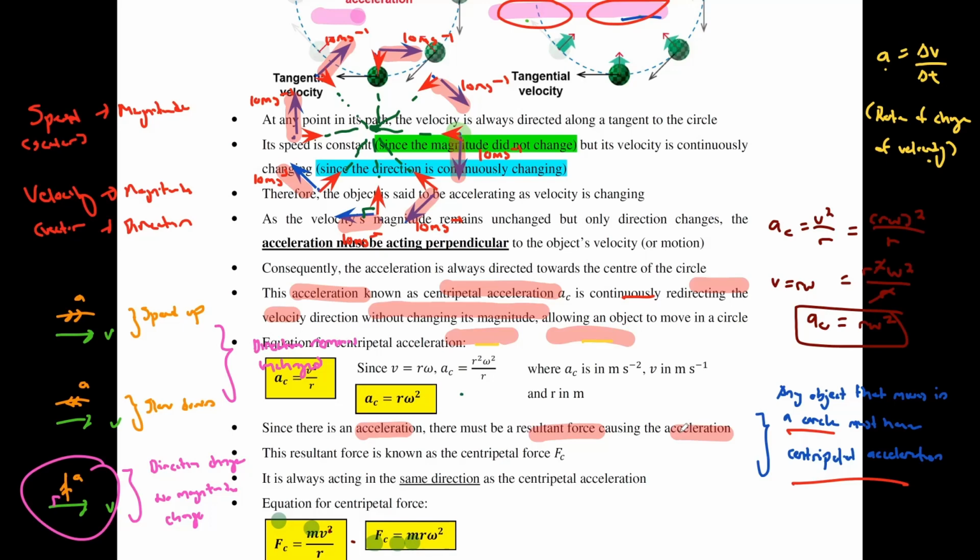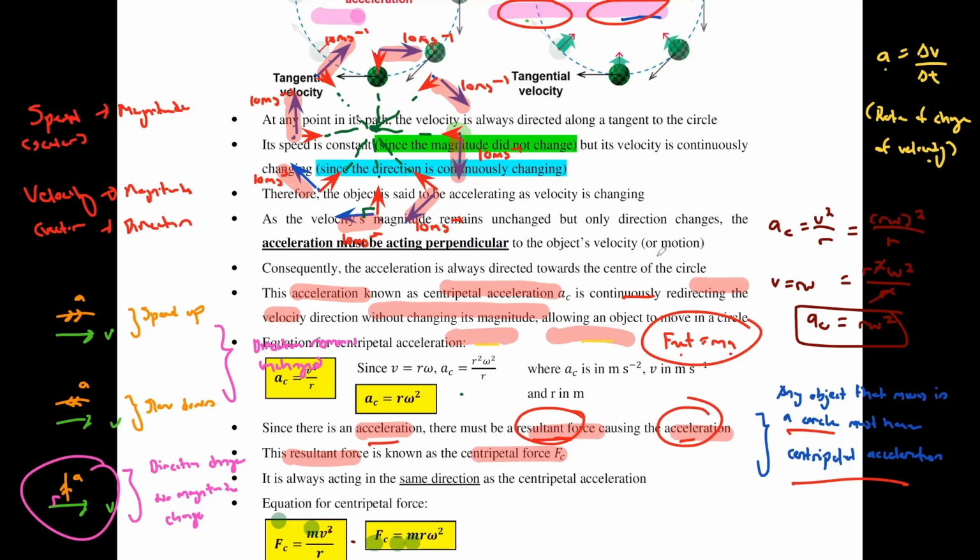Remember, F net equals ma. So that time it was mentioned that a resultant force can cause acceleration. Rather, you must have a resultant force to cause an acceleration in the first place, because F net is equal to ma. So if you have acceleration, you must have net force. Since you already determined this acceleration here, there must be a resultant force that causes that acceleration. The resultant force is known as your centripetal force.